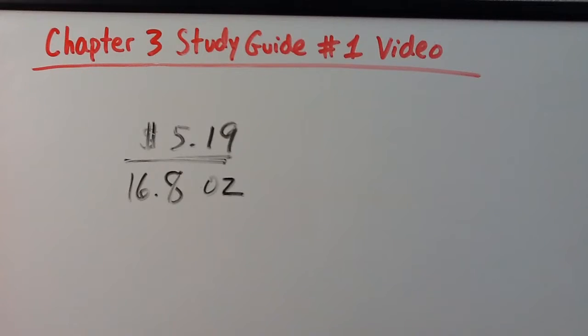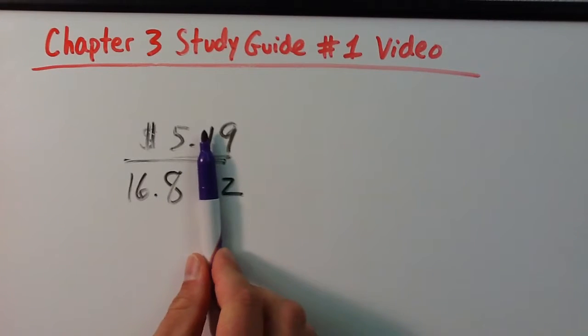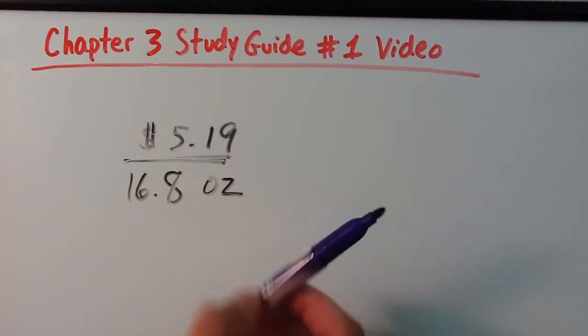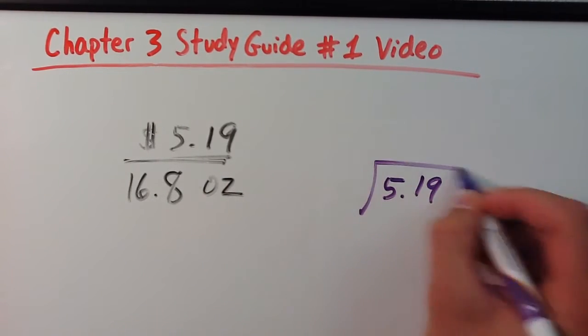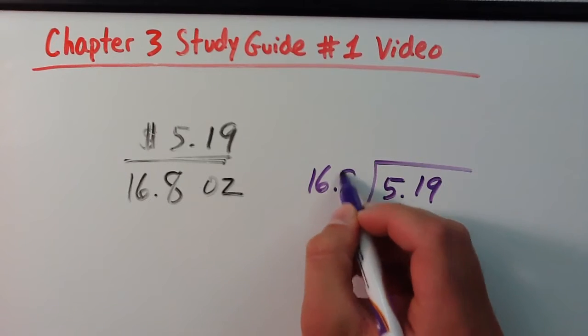Okay, so let's set this up. Because we can read this as a fraction, we know the fraction falls over on its side. We would have $5.19 divided by 16.8, right?